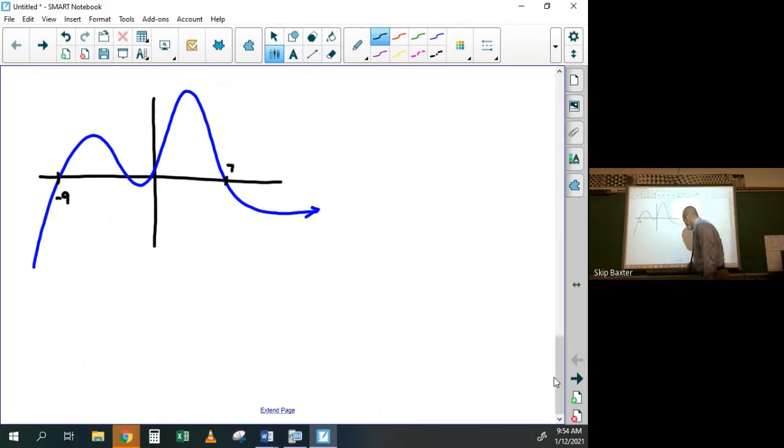And then they might just assign areas. Like they might say, this area of this little hump right here is 11. And this area right here is 2. This area right here is 2. Okay. And this area right here is 14. And they might say something like, find the integral from 7 to -9 of f of x.